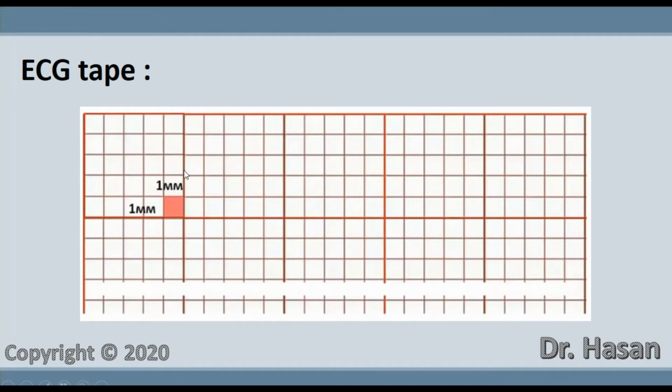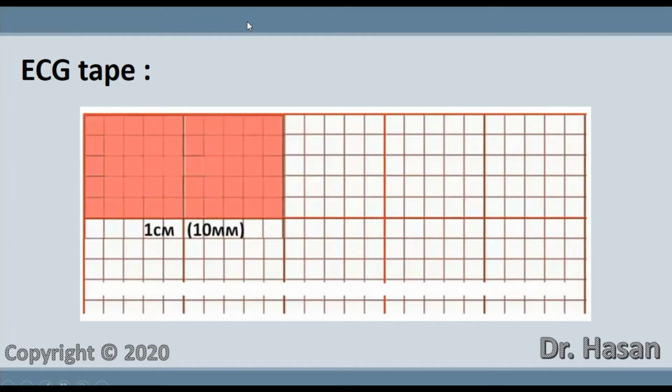It is equal in height and width to 5 and 5 millimeters. From this, it is clear that 2 large squares are 10 millimeters wide. Every 3 squares are 15 millimeters wide, etc.